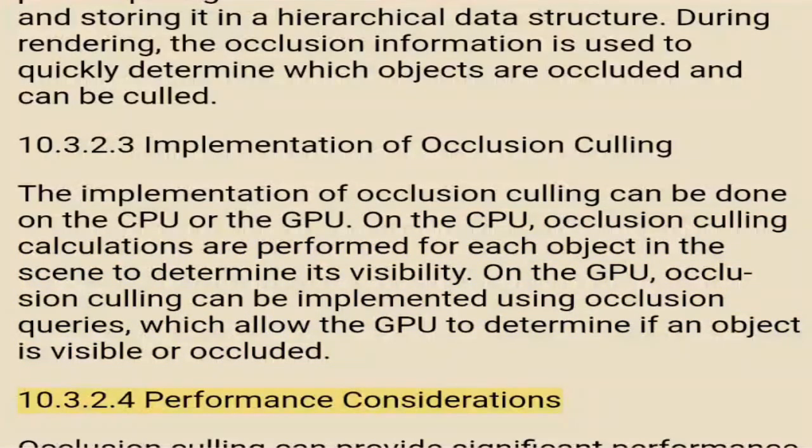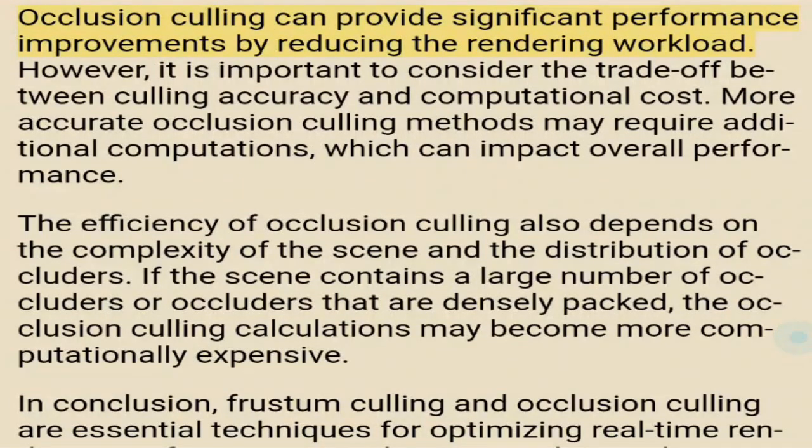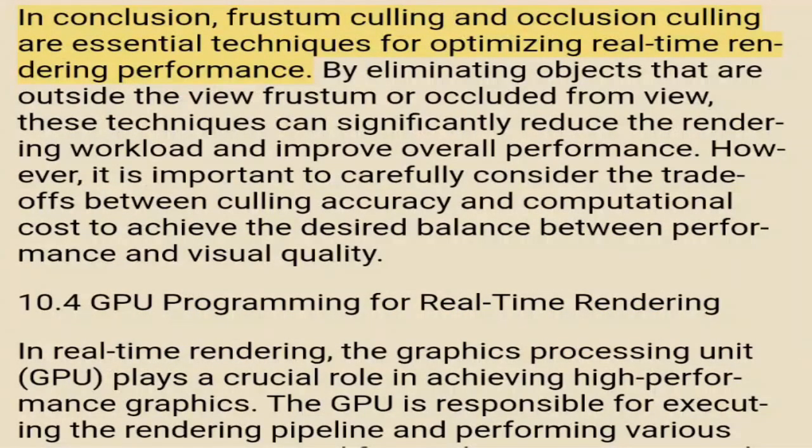10.3.2.4 Performance considerations. Occlusion culling can provide significant performance improvements by reducing the rendering workload. However, it is important to consider the trade-off between culling accuracy and computational cost. More accurate occlusion culling methods may require additional computations, which can impact overall performance. The efficiency of occlusion culling also depends on the complexity of the scene and the distribution of occluders. If the scene contains a large number of occluders or occluders that are densely packed, the occlusion culling calculations may become more computationally expensive.